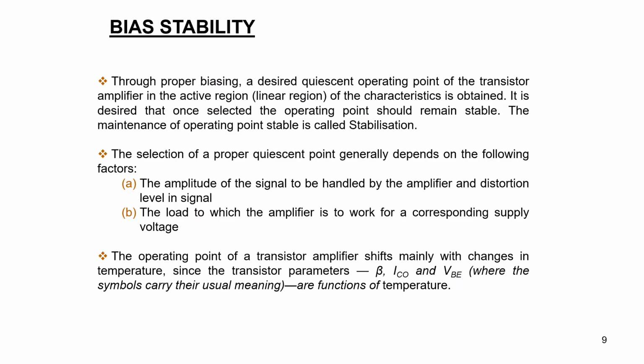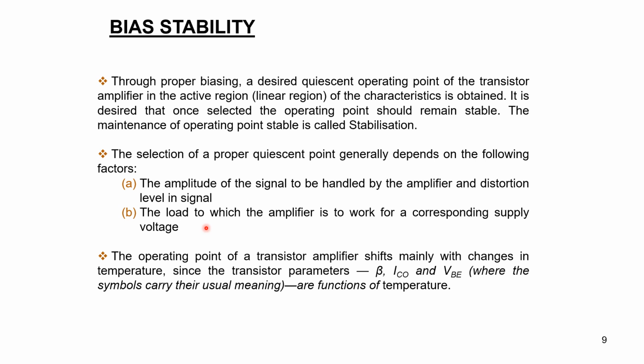So through proper biasing, we get the desired quiescent point or operating point of the transistor amplifier in the active region, depending on the amplitude of the signal to be handled by the amplifier, the distortion level of the signal, and the load to which the amplifier is to work for the corresponding supply voltage. So to get the faithful, distortionless output, we need to fix the operating point. The operating point may shift. If the operating point changes, the output will get distorted.